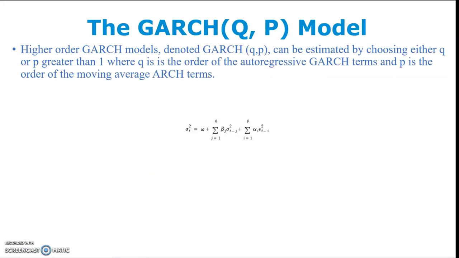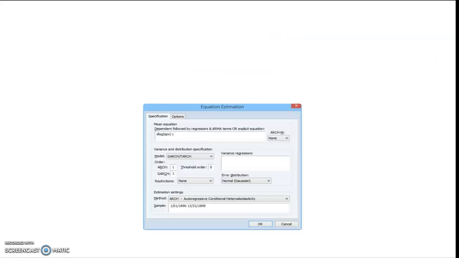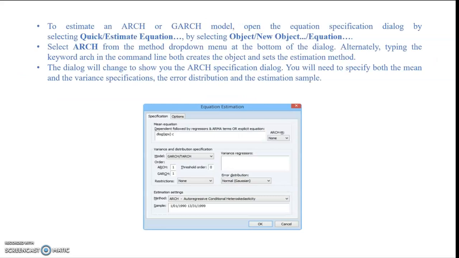Then we discuss the GARCH q,p model, that is a higher order GARCH model denoted by GARCH q,p, which could be estimated by choosing either q or p greater than 1, where q is the order of autoregressive GARCH terms and p is the order of the moving average ARCH terms. And the representation of the GARCH q,p variance is as follows. And here is the way how to estimate an ARCH or GARCH model.